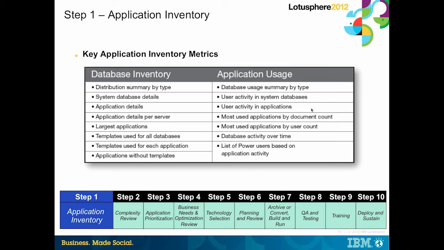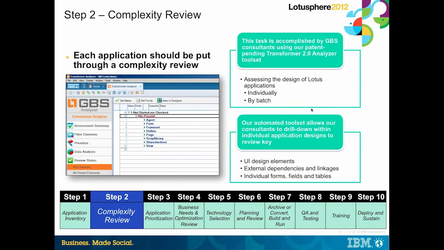So, key application inventory metrics. Again, whether you do this manually, use our tool or someone else's, the database inventory needs to be able to give you system database information, application data, the largest applications, the most often used, the least often used, and a list of power users based upon application activity. Who uses the Notes applications the most? That's also going to be a very important identifier to help us determine who the power users in the organization are, because they have a lot of invaluable information that we can utilize during this entire migration process.